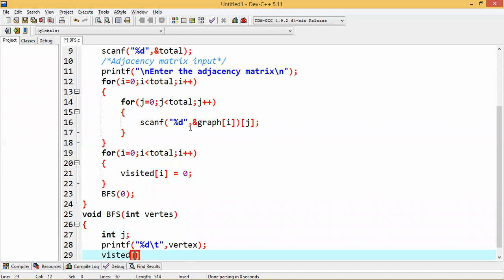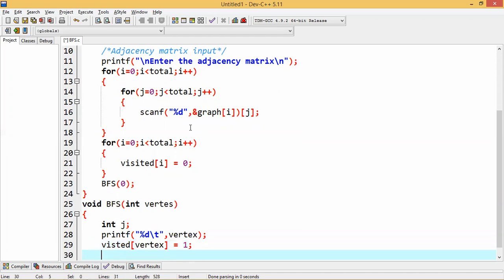And once I have visited that one, I'll make it 1. So visited vertex as 1. Done. Now for that particular vertex, I'll check. Suppose I am passing 0. So for 0, I'll check whether there is any direction from 0 to 0, 0 to 1, 0 to 2. Whenever I get a direction, I'll put it into the queue and keep it in the result. That means I'll process that vertex first, and again implement the same BFS concept for that particular vertex.